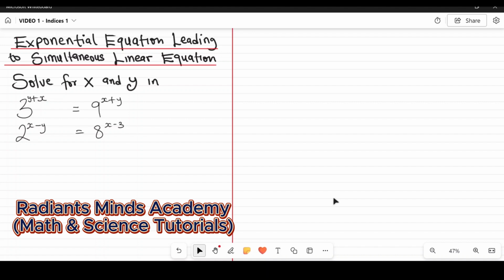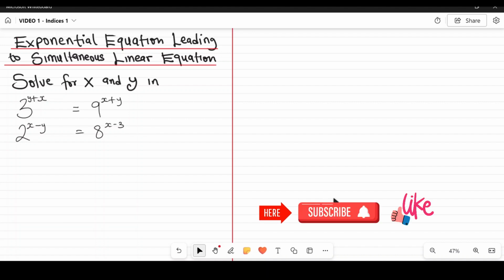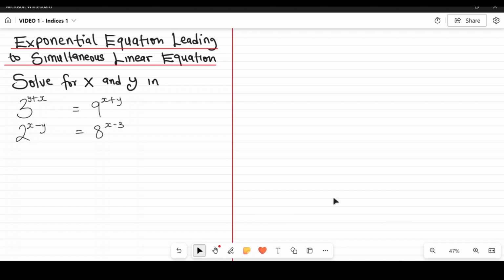In this video, we will be solving an exponential equation that leads to simultaneous linear equations. We are given that we should solve for x and y in the equation given to us. Now it's very simple. Since it is an exponential equation, we have to try to make our bases equal. Then with that we will equate the powers and find the variable we are looking for. Let's dive into it.